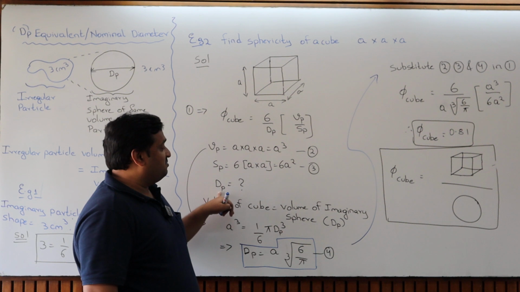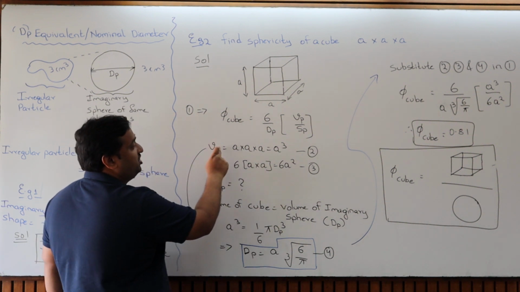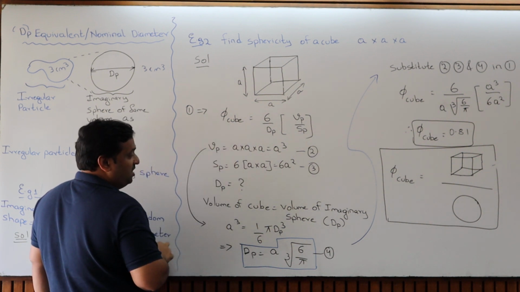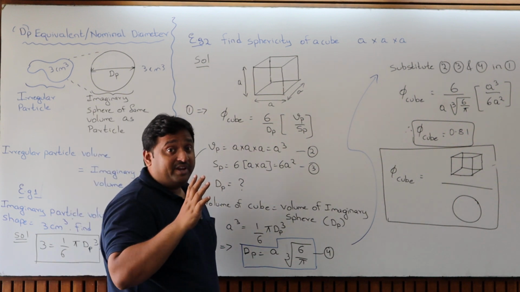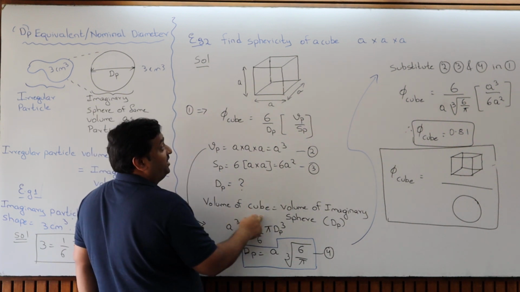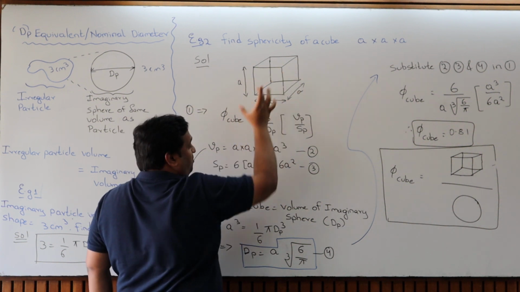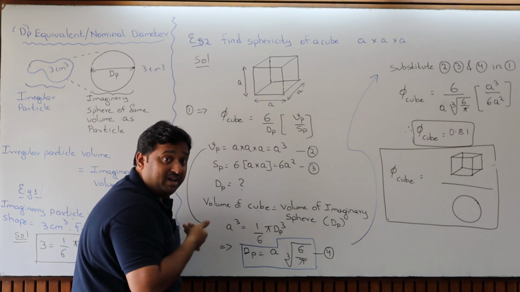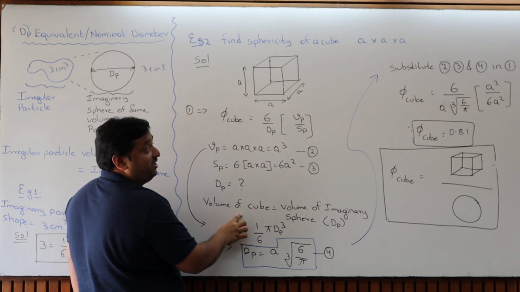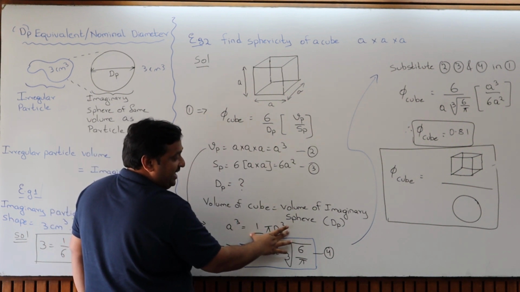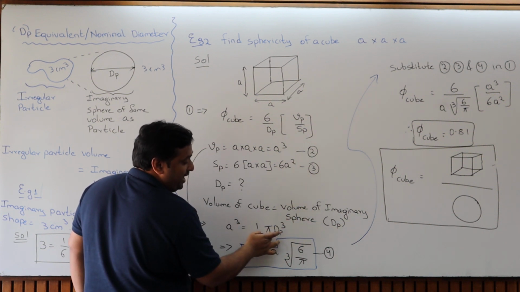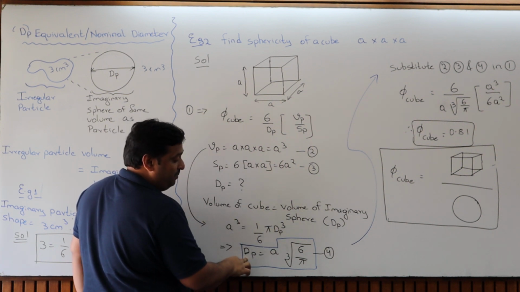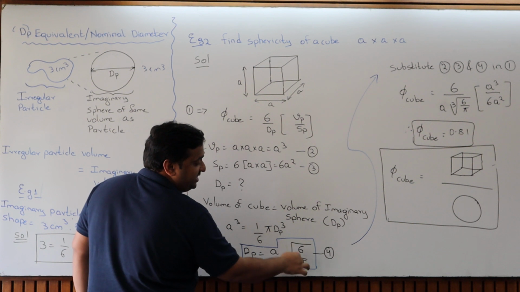Now let us find the equivalent diameter, because once you know Vp, Sp and dp, you put them in the formula and compute the sphericity. What is our trick? Equate the volume. The volume of the cube is equal to the volume of the imaginary sphere of diameter dp, just like we have done in the previous example. The volume of the cube is A cube. The volume of the imaginary sphere is 1/6 pi dp cube. From this you get a value for dp. dp is nothing but A into the cube root of 6 divided by pi.